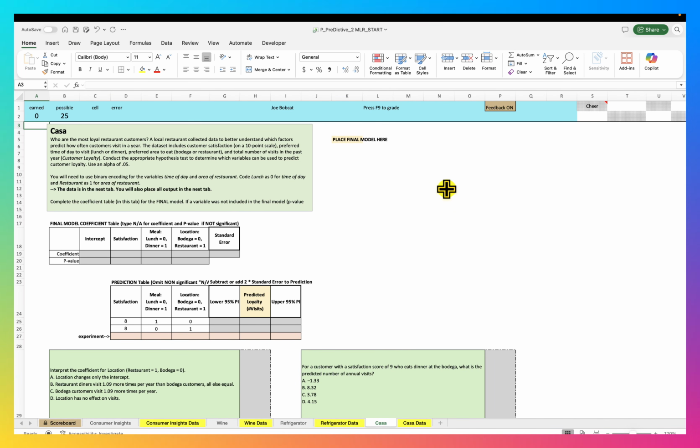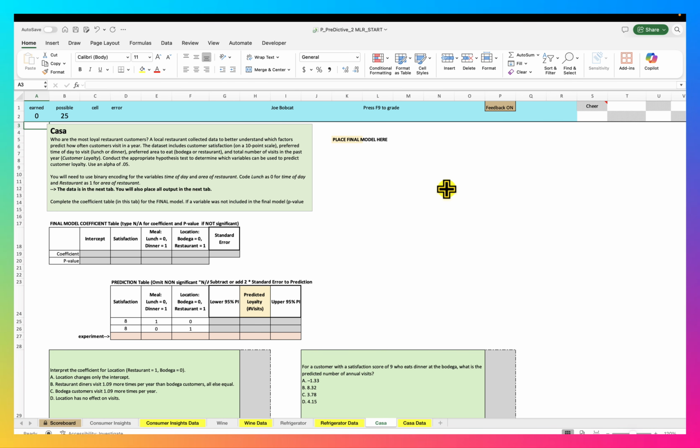CASA. Who are the most loyal restaurant customers? A local restaurant collected data to better understand which factors predict how often consumers visit in a year. The data set includes customer satisfaction on a 10-point scale, preferred time of day to visit, lunch or dinner, preferred area to eat, bodega or restaurant, and total number of visits in the past year, which is how we're going to code customer loyalty, which is what's being predicted, right? How many times you're going to visit based on the other things.